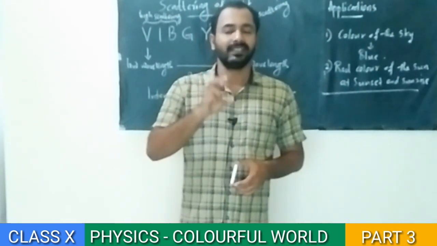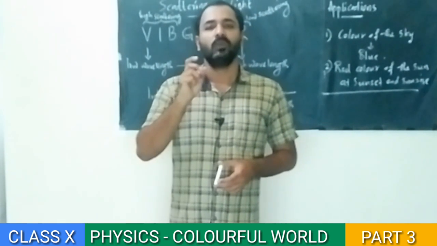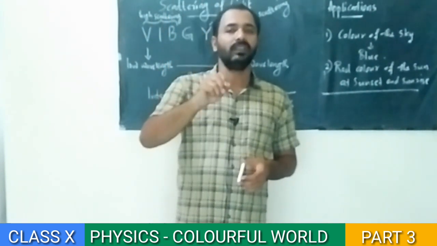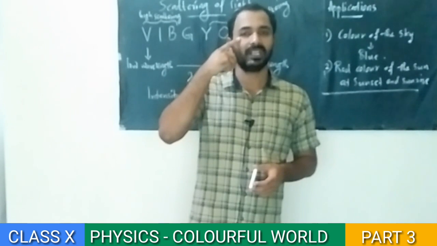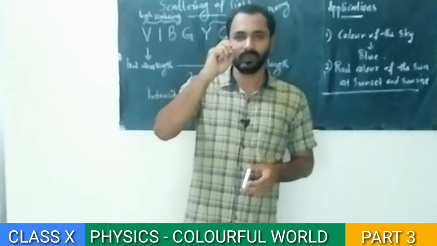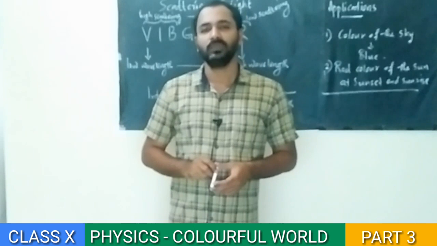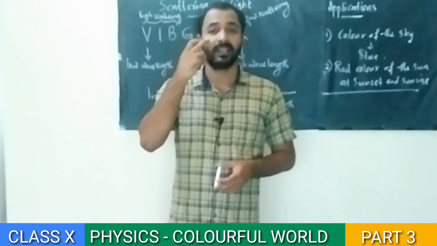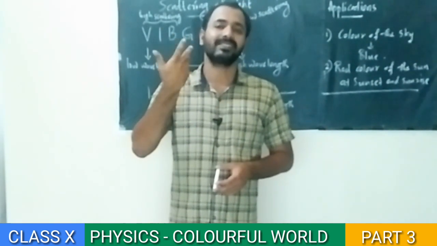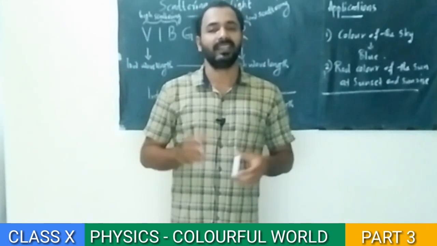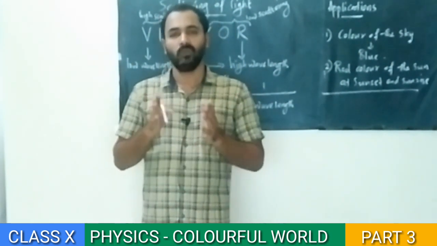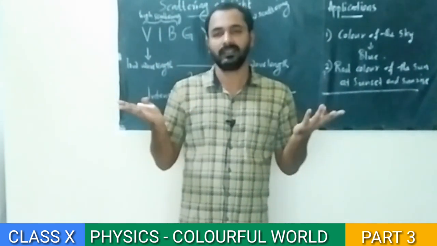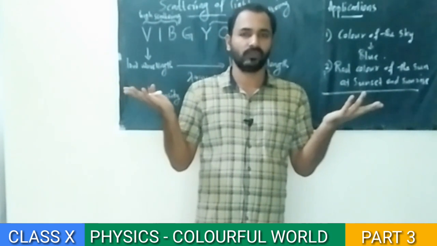Okay, at sunset and sunrise, the sun is very far away from us. So light has to travel a long distance before reaching our eyes. Due to least scattering or no scattering, this red color reaches our eyes. All other colors are scattered and spread in the sky. So violet, indigo, blue, these three colors are more scattered, so they are spread in the atmosphere.